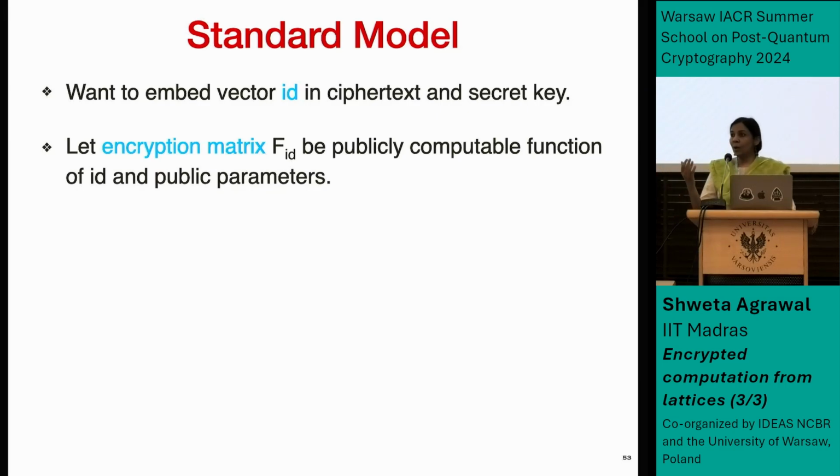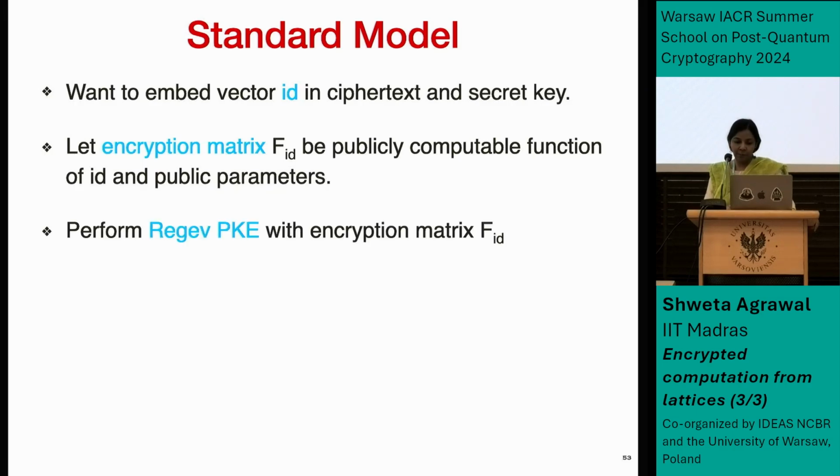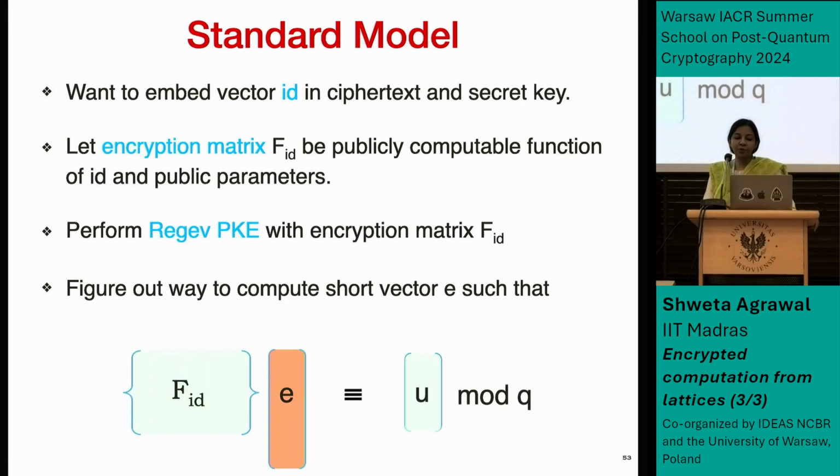Right? Now we'll stop messing with the U, and we'll start letting this matrix A, the encryption matrix in Regev's PKE, depend on the identity. So we'll let this matrix be publicly computable from the public parameters, and we'll do encryption with that. Now we need to find a way to compute a short vector E such that FID times E is congruent to U mod Q.